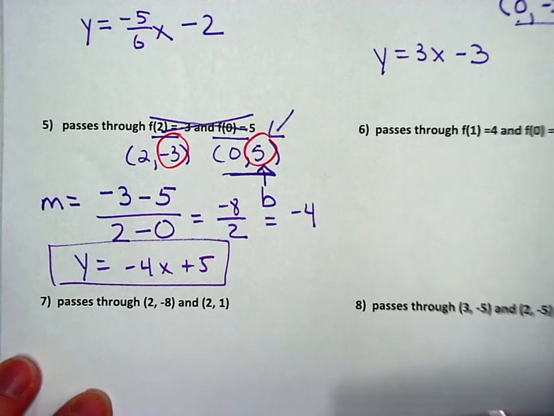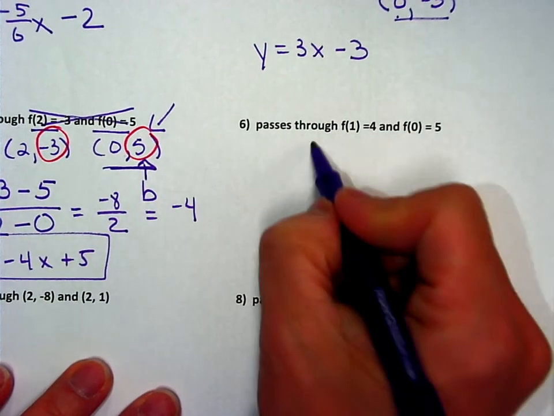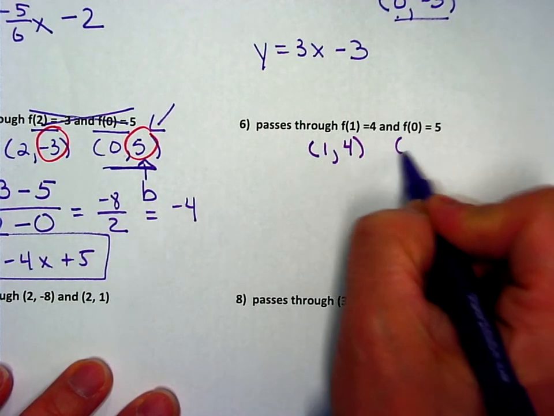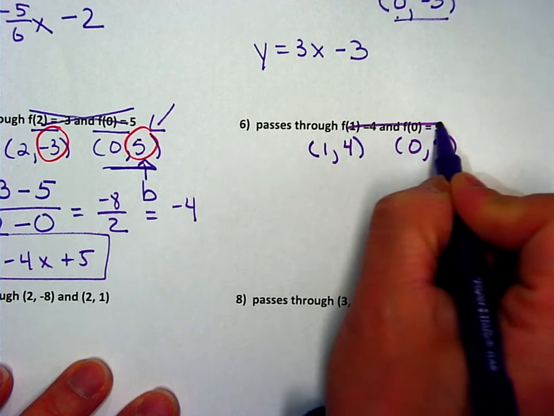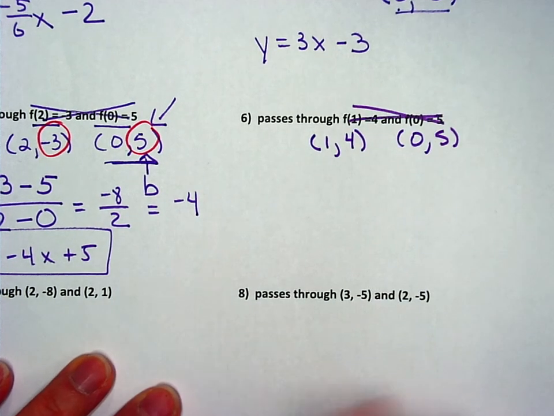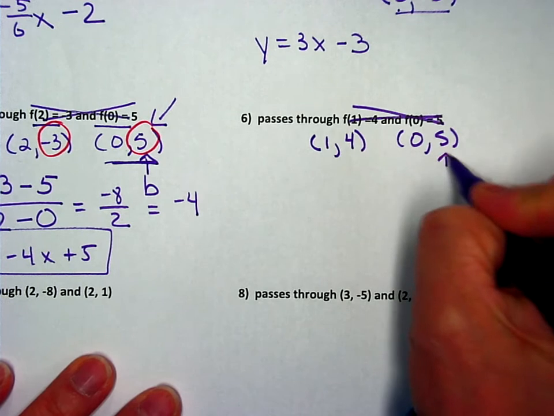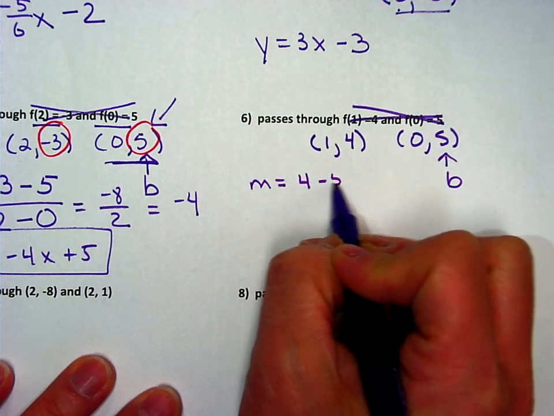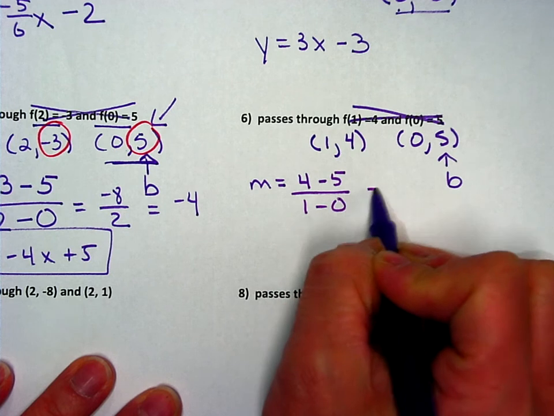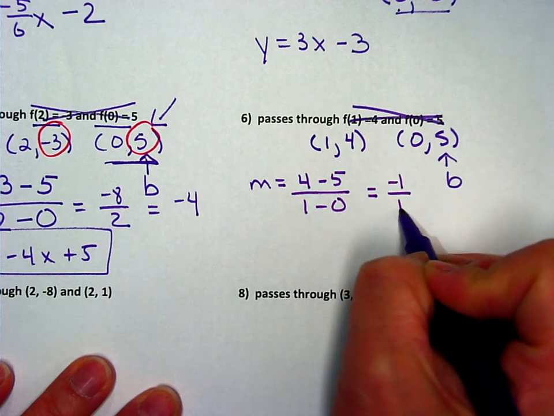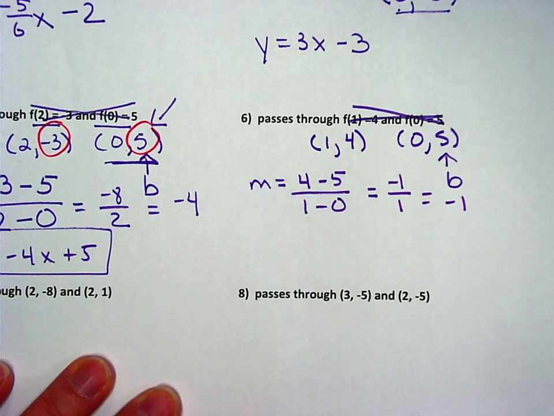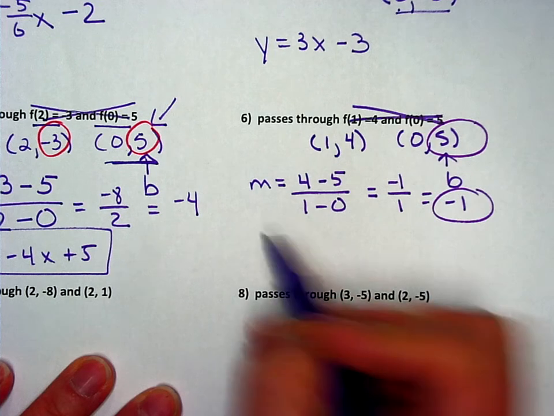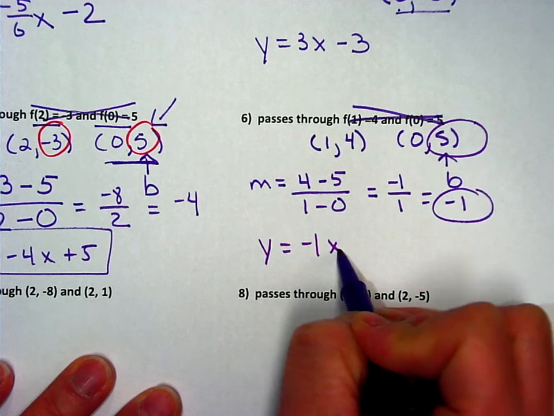We're going to do the same thing with number 6. Rewrite it as an ordered pair. So (1, 4), (0, 5). If you want at this point, pause the video, you try it on your own, and then come back and check it. So this is my b. I need my slope. Subtract the y's on the top, subtract the x's on the bottom. I get -1/1, which you can write as -1. There's my slope, there's my b. y equals -1x plus 5 is my equation.